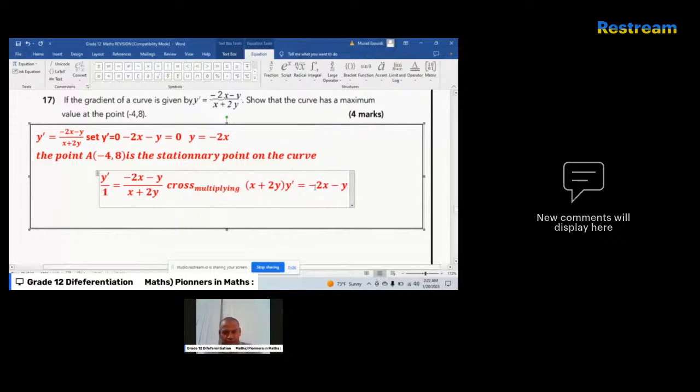Therefore, I will just write this as x multiplied by y dash plus 2y multiplied by y dash. I can simplify this as that. So this will give me exactly the following.